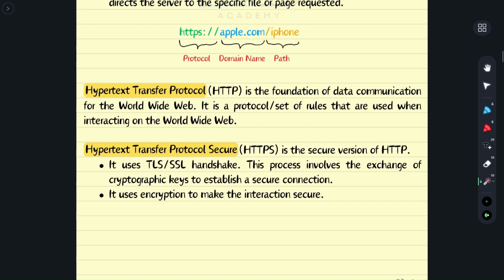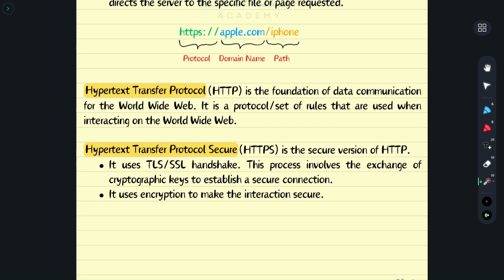So the main difference between HTTP and HTTPS is that it uses a certain type of handshake, which involves the exchange of cryptography keys. It has an extra layer that allows the web page to establish a secure connection, so that it can make sure that no third party can come into the communication happening between the web server and the client.